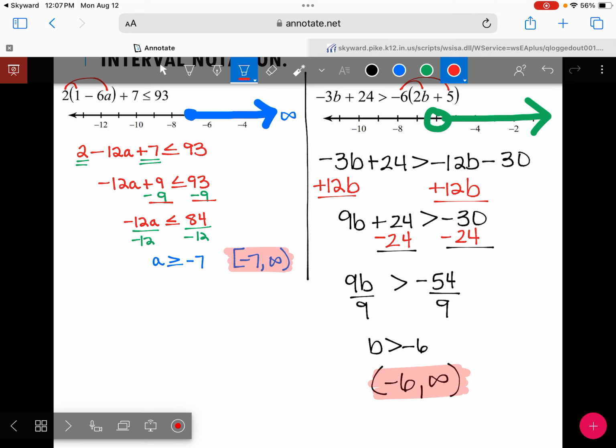That's a good question. So why didn't I flip the sign for this one? Did I divide by a negative 9 or a positive 9? Positive. You only flip it when you're dividing by a negative.